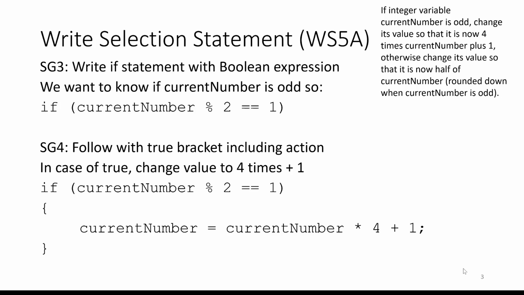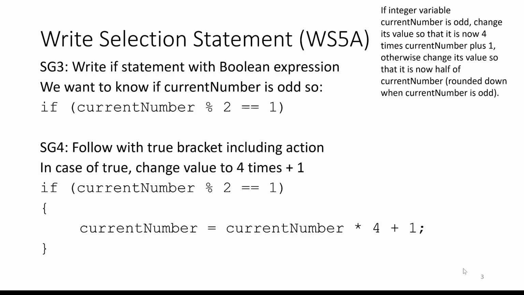Subgoal 3. Now we want to write the if statement with the Boolean expression. For this problem, we need to know if the current number is odd. In order to find out if it's odd, we mod by 2 and check to see if the remainder is 1. If so, then current number would be odd.